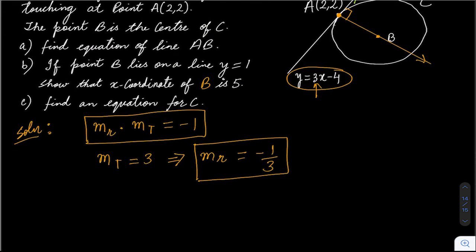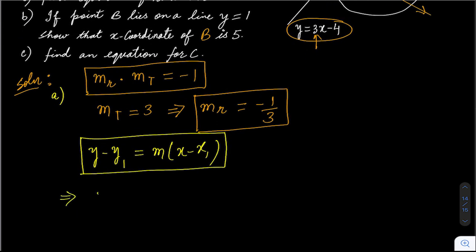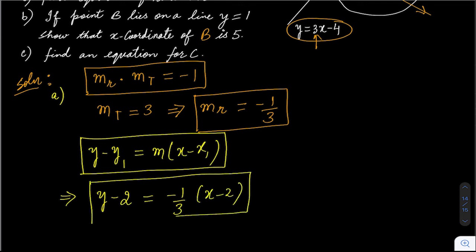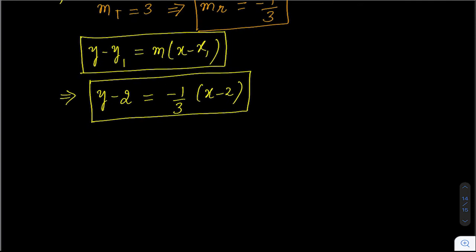Now we already have the gradient of AB, and we have the point A, so we can use y minus y1 equals gradient into x minus x1, where (x1, y1) is the point (2, 2). So my answer is y minus 2 equals -1/3 into x minus 2. Now be careful: sometimes students leave the answer like this, but there are marks for simplification also, so you have to simplify this a little bit.